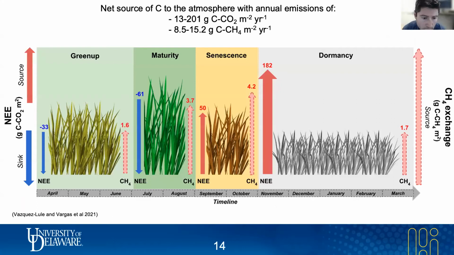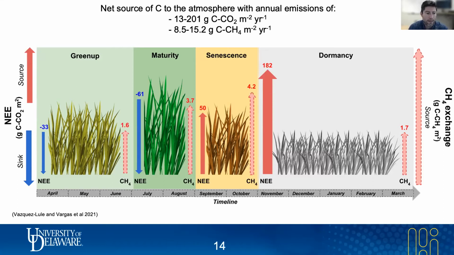With this information at the ecosystem scale, the breathing of the salt marsh, we had a study led by Alma Vázquez-Lule, a PhD student in my research group. This is the summary of what was measured within 3 years of ecosystem-scale measurements. What we found is that for these 3 years, this site was a net source of carbon to the atmosphere, with annual emissions of these numbers for carbon as CO2 and this number of carbon as methane fluxes.